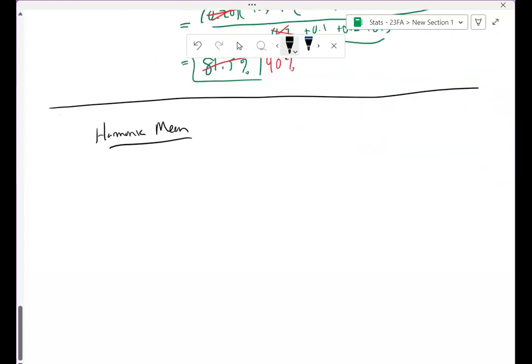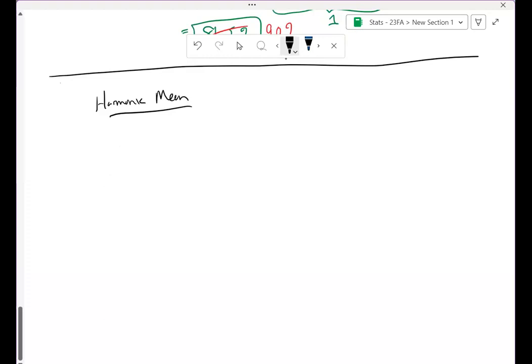And last is the harmonic mean. So let's look at a motivating example here. Let's say that I go on a road trip and I travel at a speed of 60 miles per hour for 1 hour. Then I travel at 30 miles per hour for 1 hour. What is my average speed?